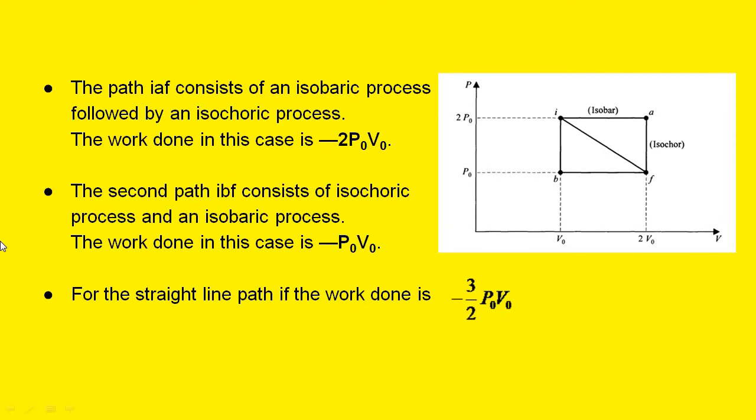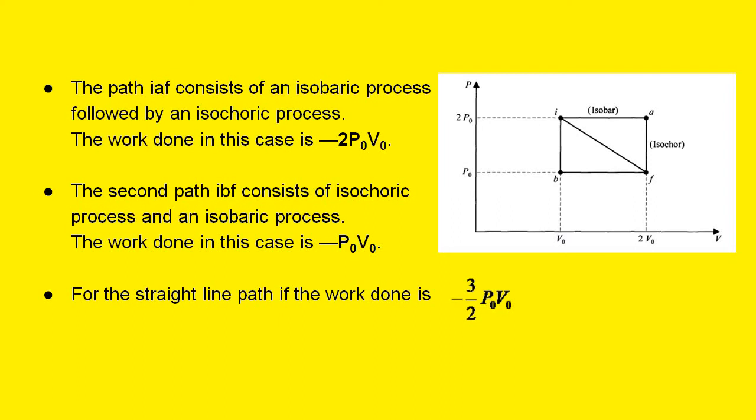The path IAF consists of an isobaric process followed by an isochoric process. What is the work done during this path? It is the area under the curve IAF, since the isochoric part contributes nothing. So this is the area enclosed by the rectangle from point I to A, with sides 2V0 and V0.